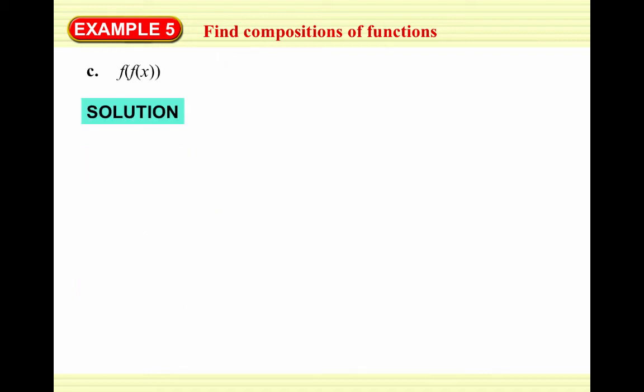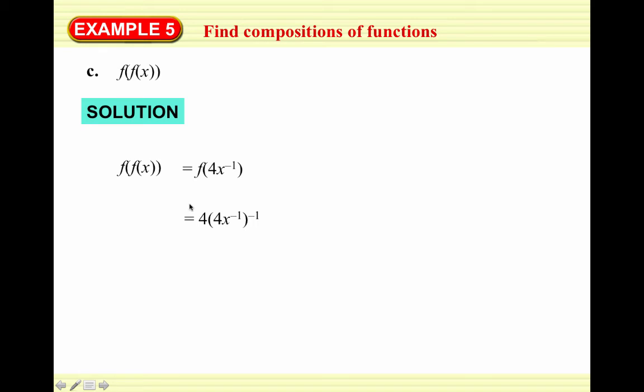All right, you can even compose a function with itself. We can do f of f of x. So you just work from the inside out. Okay, so we're going to replace the inner f of x with the rule for f of x. The rule for f of x for this problem is 4 times x to the negative 1. And now we're going to take this 4 times x to the negative 1 and put it into f of x.